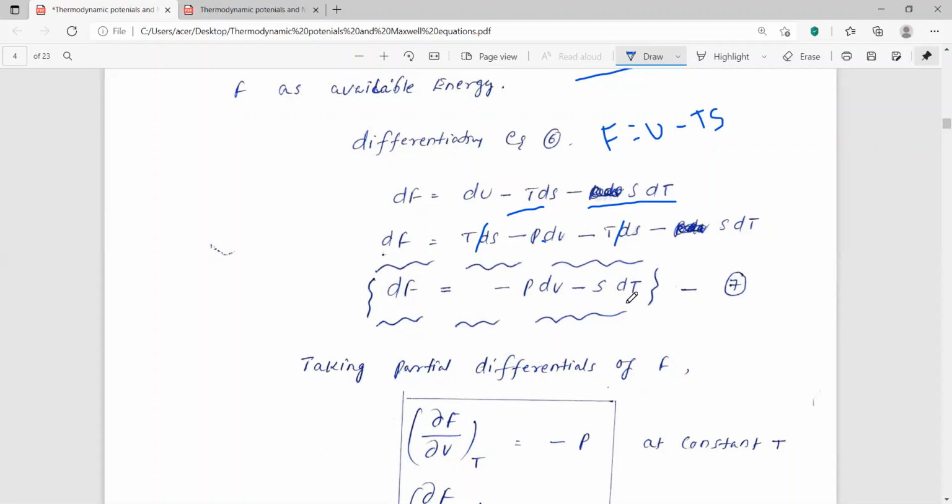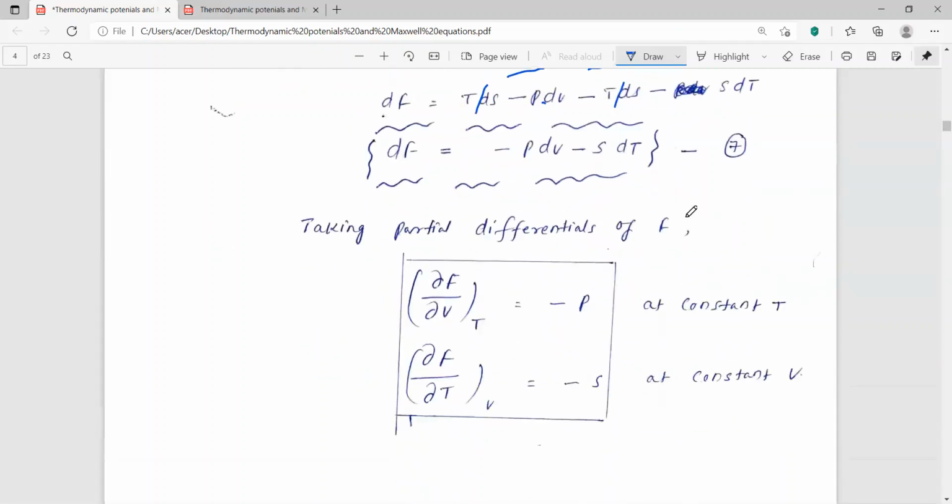So this is the relation with which we can explain the Helmholtz function or Helmholtz free energy. As usual, like in the previous ones, thermodynamic potentials like internal energy and enthalpy, from this equation, if you take volume as a constant, then dV becomes 0 and this term will become 0. Then dF equal to minus SdT. From that, minus S equal to dou F by dou T at constant V.